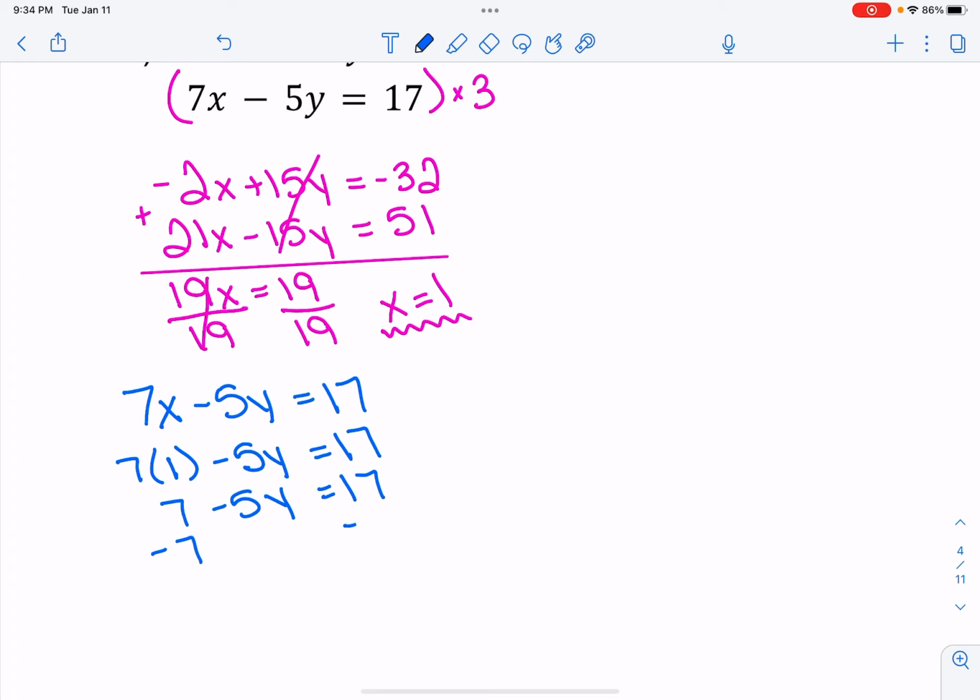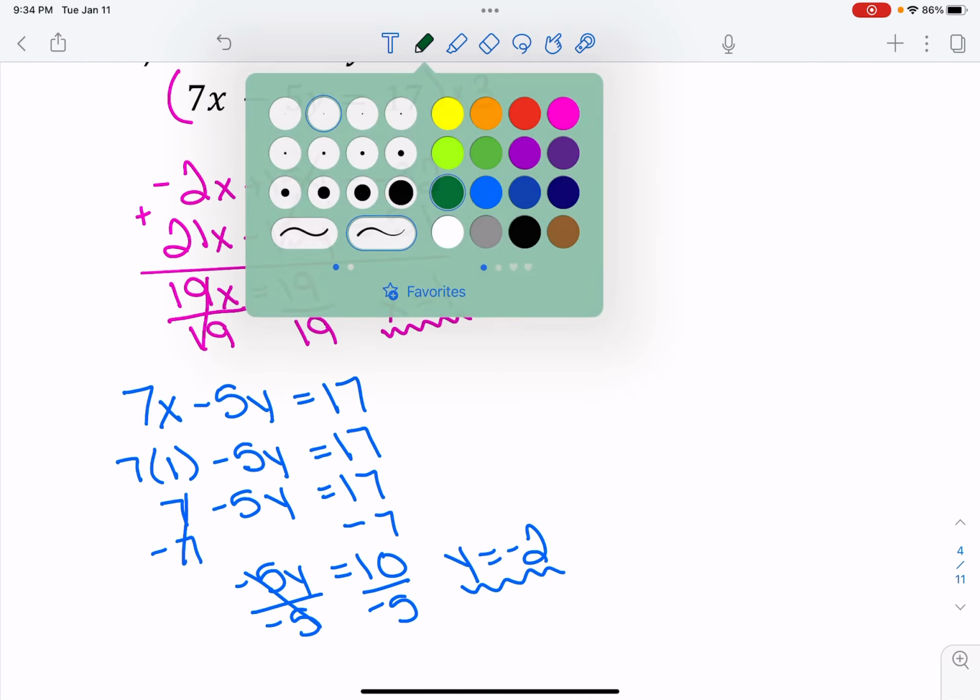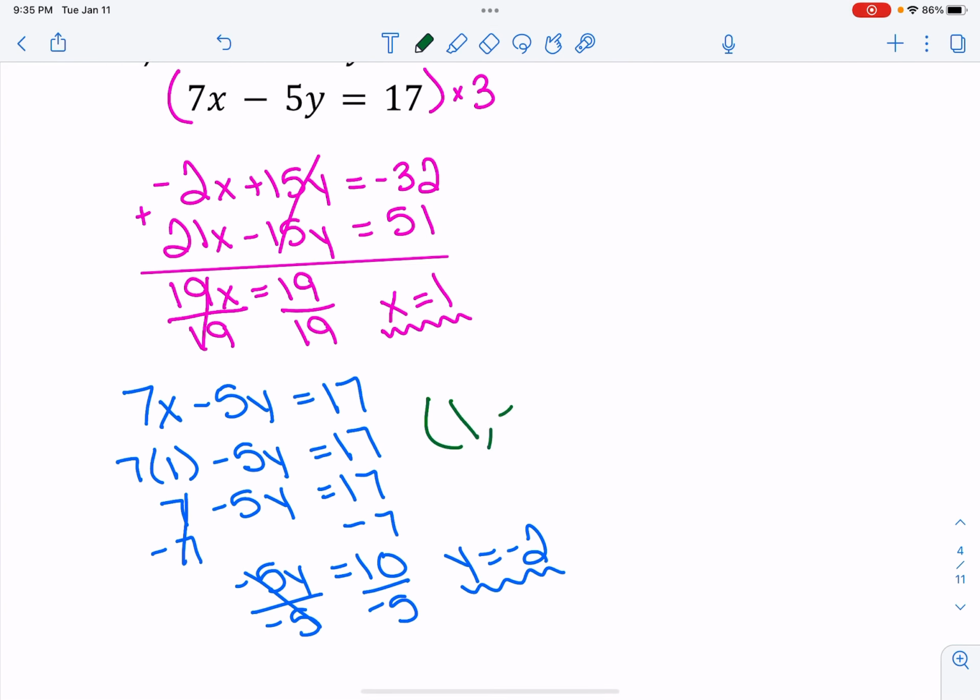We subtract 7 from both sides. Remember that that negative 5y is negative, so remember to bring that down with it. And then we divide both sides by negative 5, and we get y equals negative 2. So then our final answer, 1, negative 2 in our parentheses.